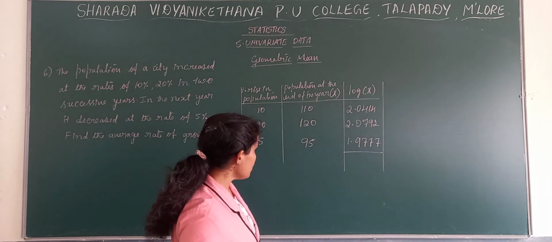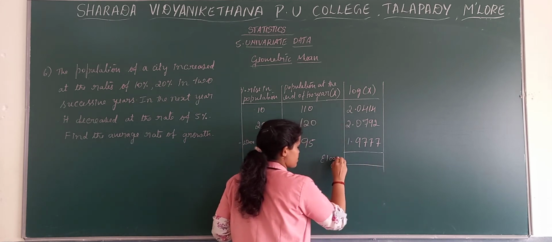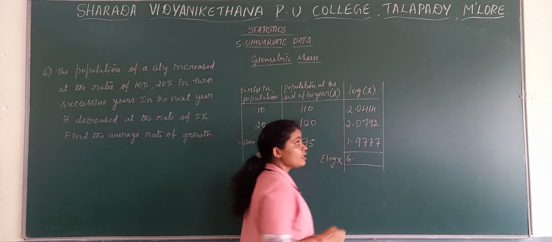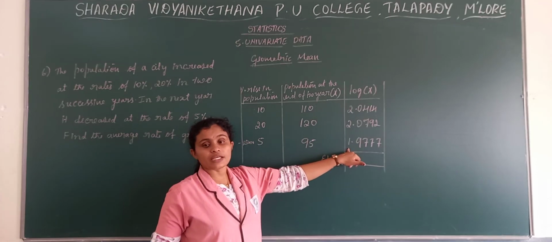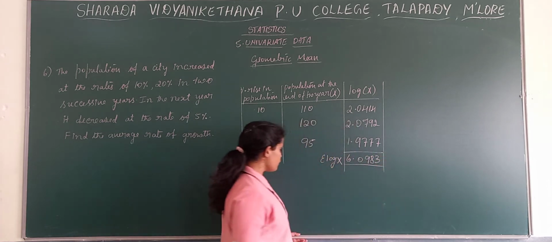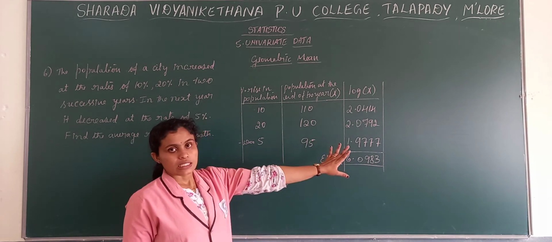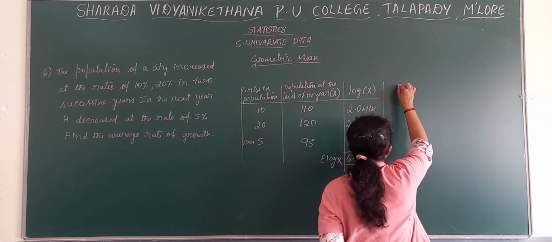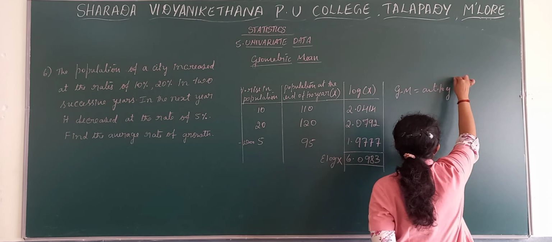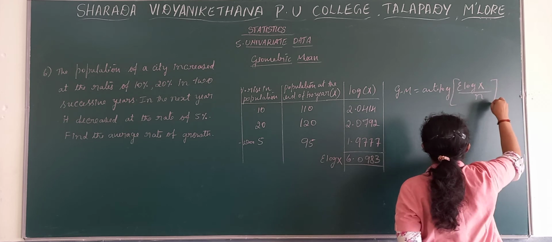Now find the total here, that is sigma log x. Sigma log x we get as 6.0983. Now apply the formula and substitute. Geometric mean is equal to antilog of sigma log x divided by n.